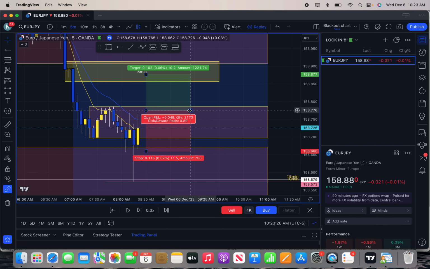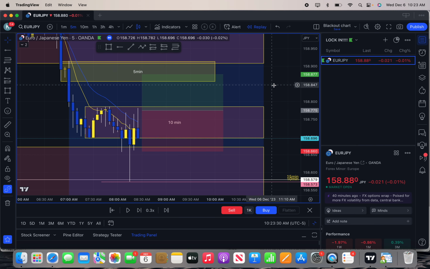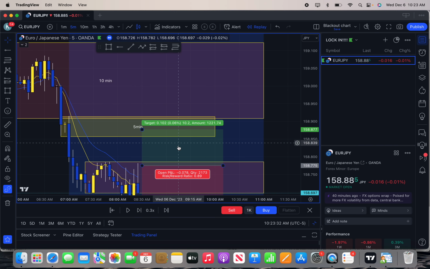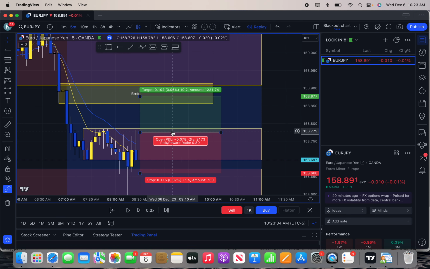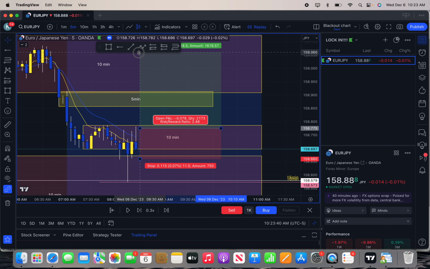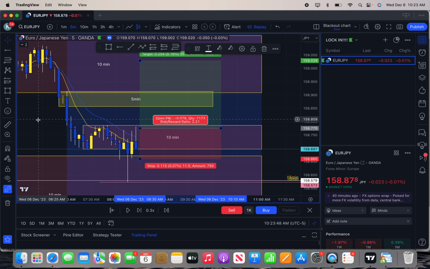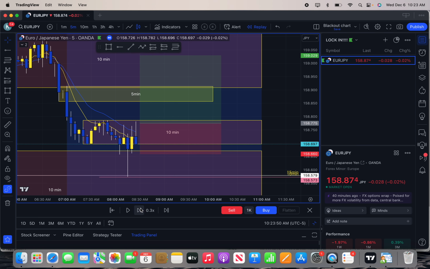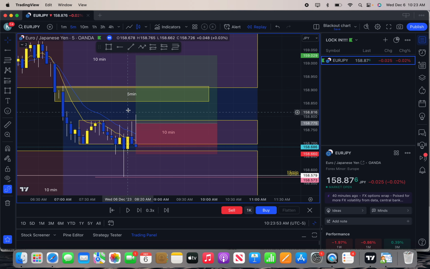11.5. Let's see if we get in. Boom, we are in this trade. So let me go ahead and set it up. 11.5. I always add a pip, so 12.5, and I'm looking for 1 to 2, which would be 25, and I always add a little 0.5 to that, so 25.5. We'll just do that.